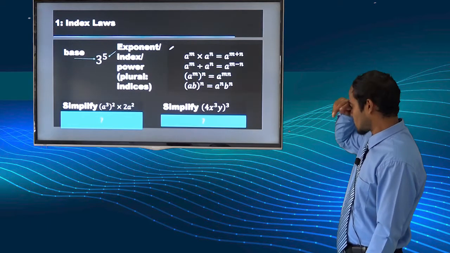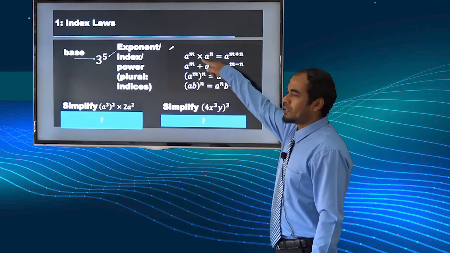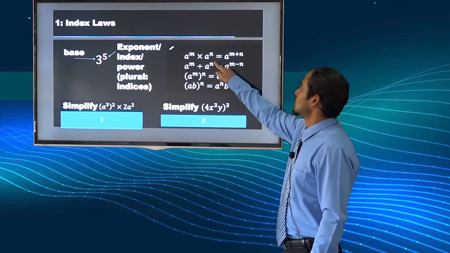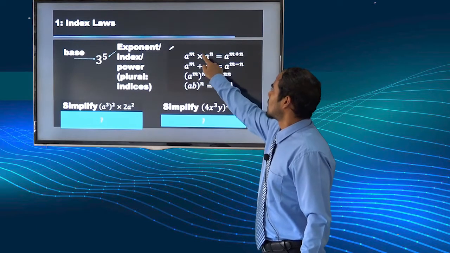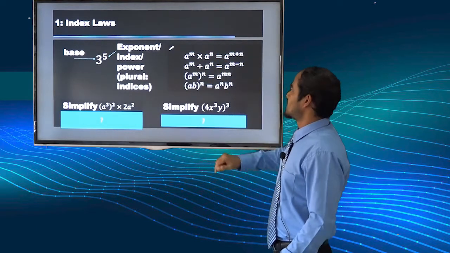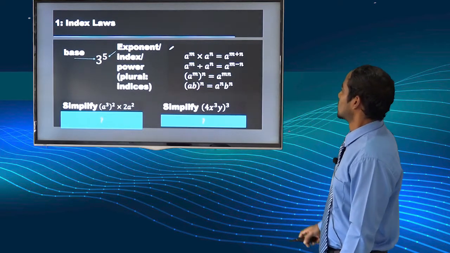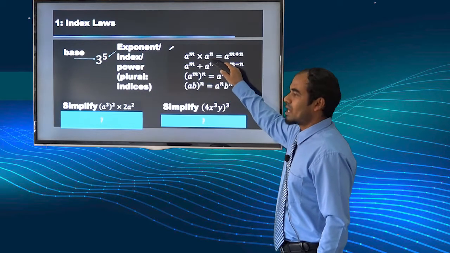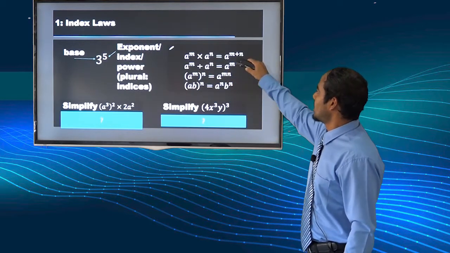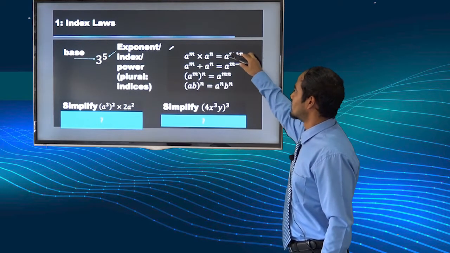Let me state the first rule. When you want to multiply two expressions with the same base, then what you need to do is add the powers. So in this case, we have a to the m times a to the n. This will be a to the power m plus n. You are going to add the powers.